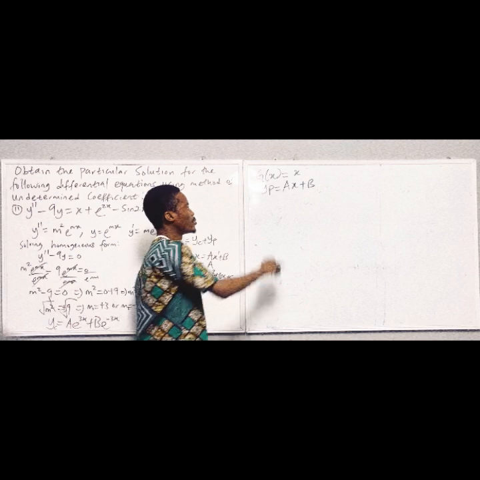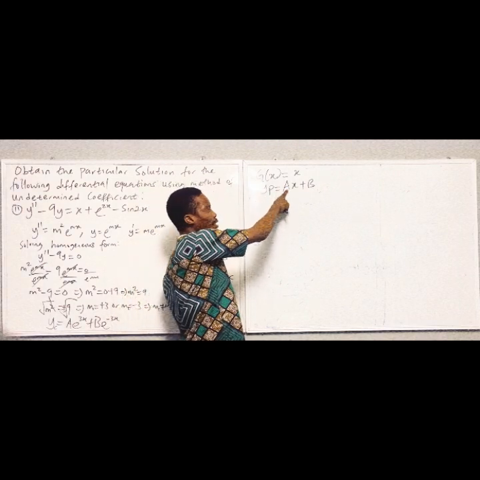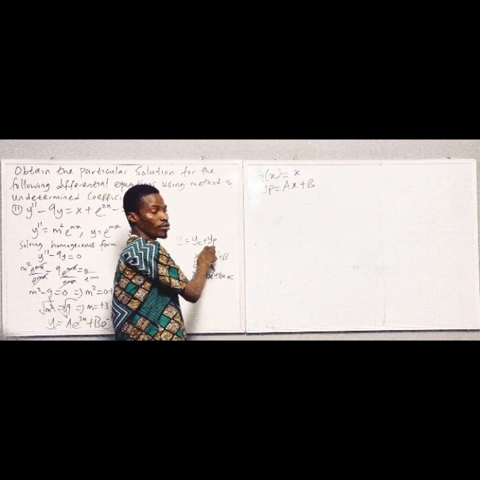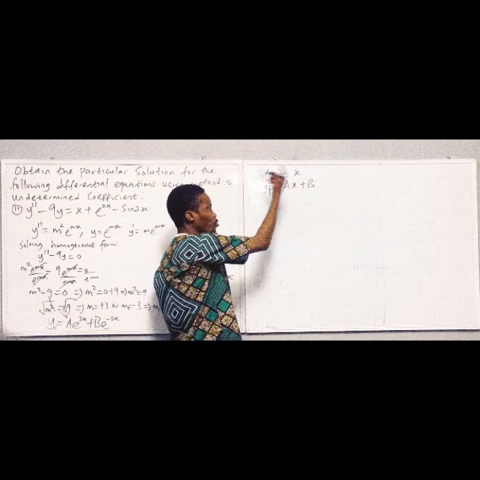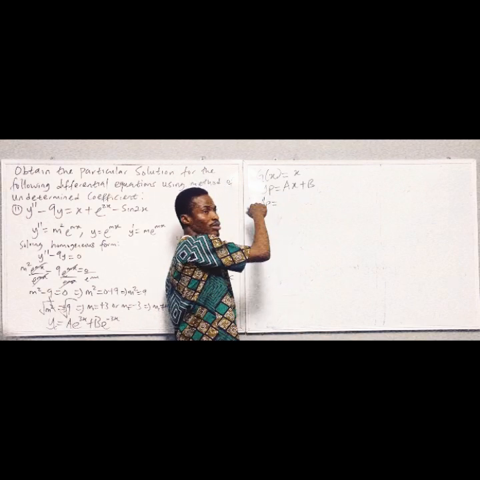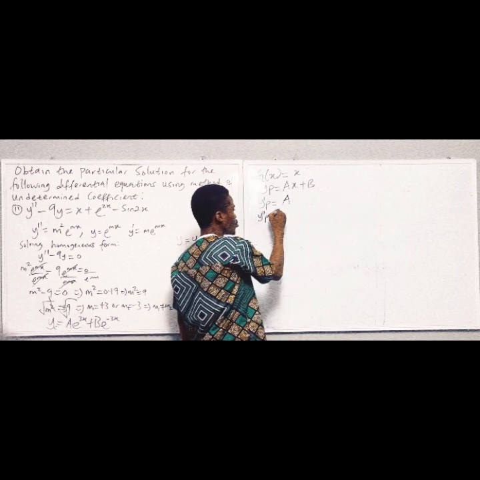So it means I want to get the solution. I want to get what A is and what B is. When I get A and B, it will be my particular solution for this. So I have to differentiate this particular solution. If I differentiate this with respect to x, I'm going to have a plus 0. If I differentiate again, I'm going to have 0.